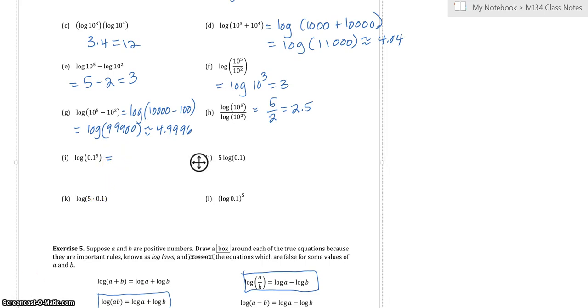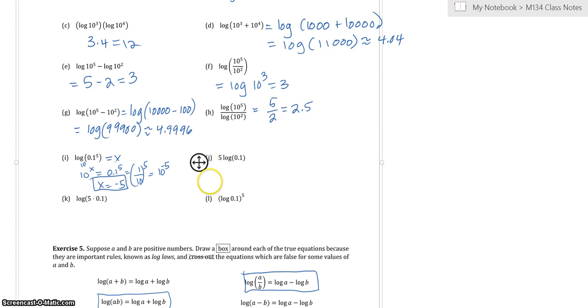So this one is not a 10, so I can't just bring down the 5. But I could say there's an imaginary base here. 10 to what power is 0.1 to the 5th? You can use your calculator to figure that out, but I'm going to attempt it by hand, because this is like to the 5th power. So that's like saying 10 to negative 5. X is negative 5 is what you should have got if you plugged that in your calculator.